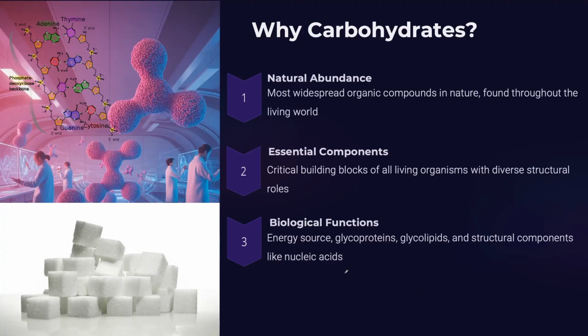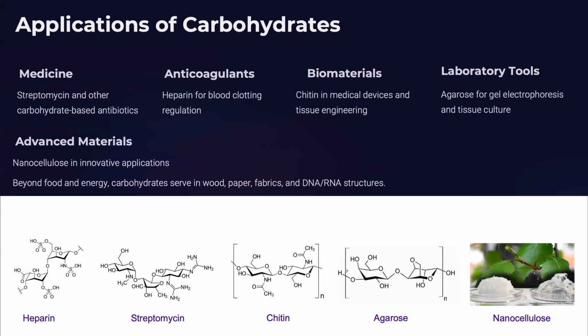their different functions. Now, if you look at the carbohydrates, they have a very wide-ranging application beyond nutrition. In medicine, molecules such as streptomycin is a carbohydrate-based antibiotic. Heparin sulfate, shown here, is the most important molecule for blood clotting regulation. Chitin is a bio-based polymer. It's a polysaccharide, which is critical in many medical devices and tissue engineering.